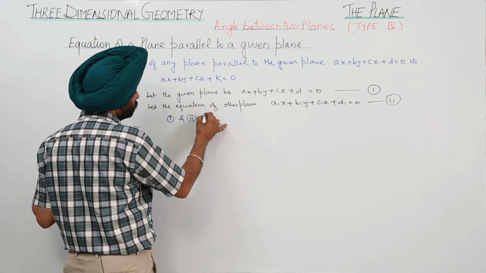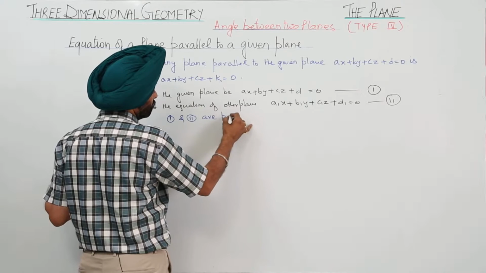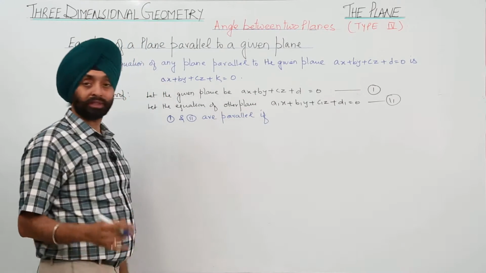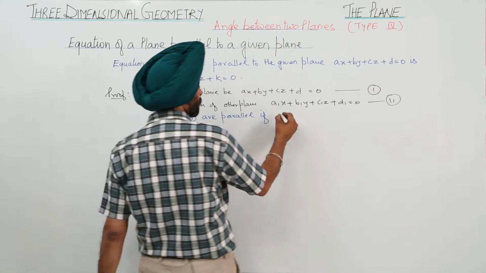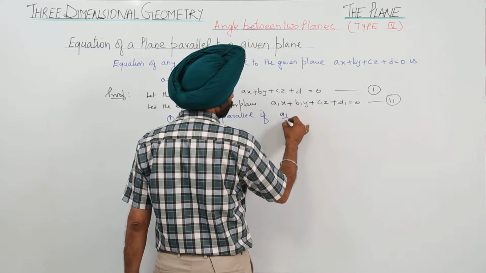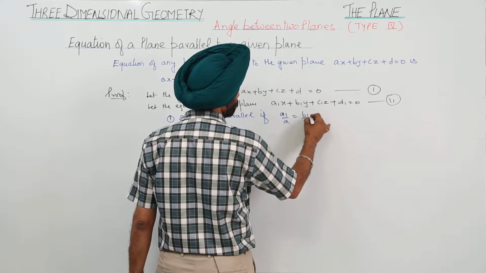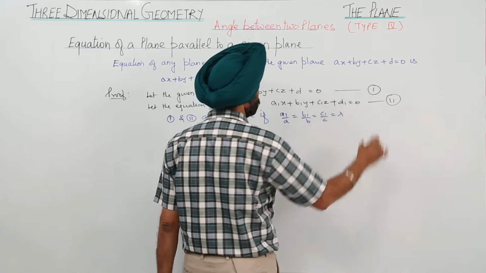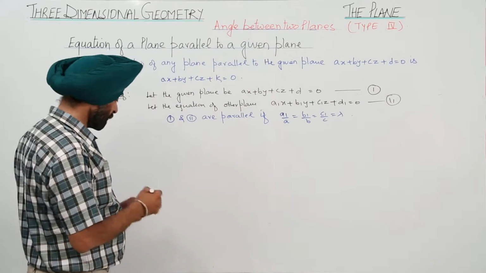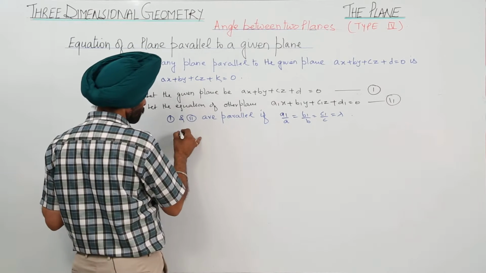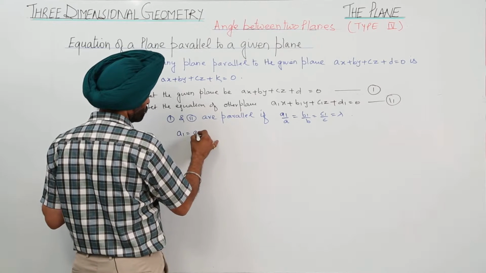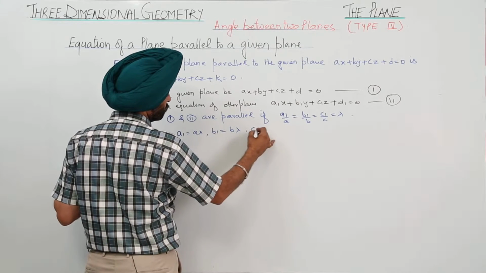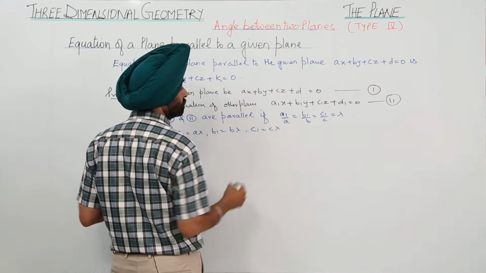Now 1 and 2 are parallel if, now what are the conditions for the parallelism? We have if a1 upon a is equal to b1 upon b is equal to c1 upon c is equal to lambda. Okay. So now from this what are we getting? Now a1 is equal to a lambda, b1 is equal to b lambda and c1 is equal to c lambda.